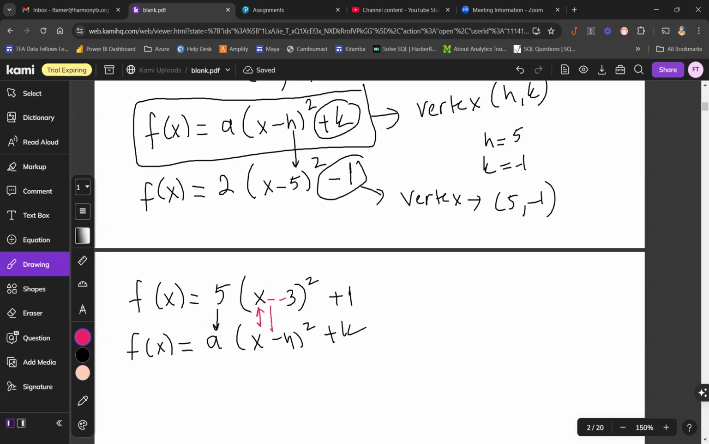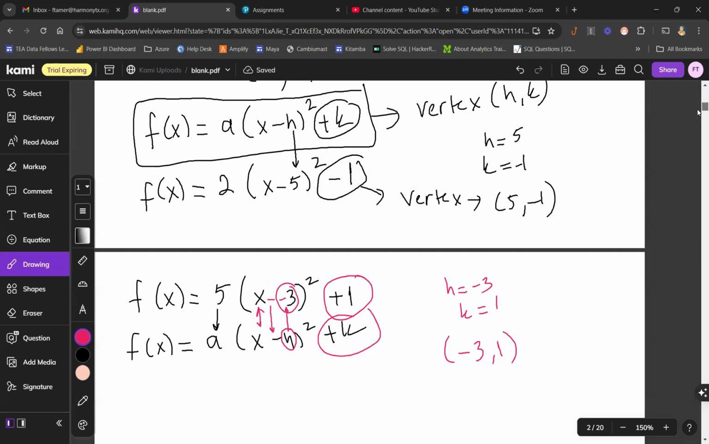Now the first negative is going to cancel the negative from the formula, and then h will be equal to negative 3. So h will be negative 3, and then k will be equal to 1. So for this question, the vertex will be (negative 3, positive 1).